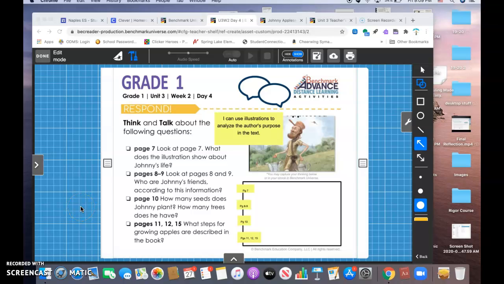All right, did you like the book, Johnny Appleseed? Now that you've had a chance to read it once, I want us to take a closer look at the text. In particular, I want us to take a look at the illustrations. Let's look at our I can statement.